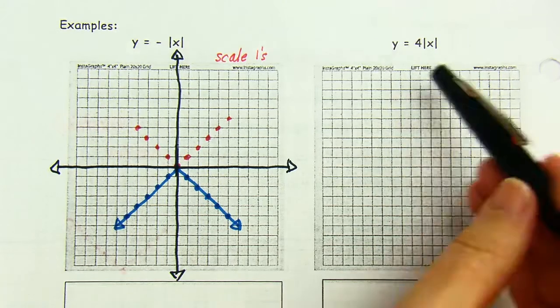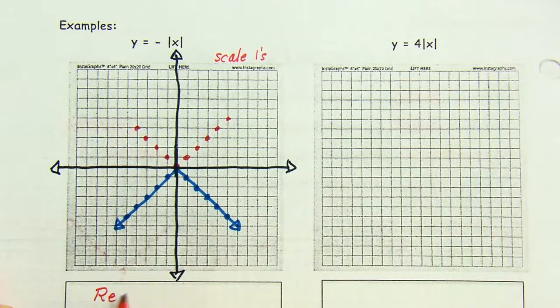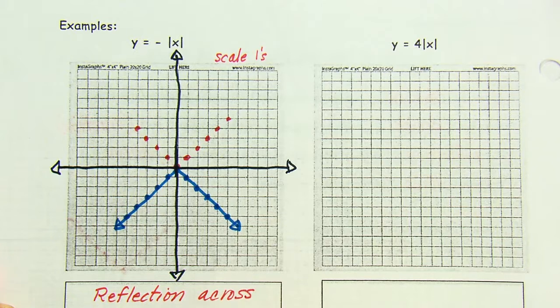All right, now notice here, let's fill in the box. This is a reflection across x-axis.